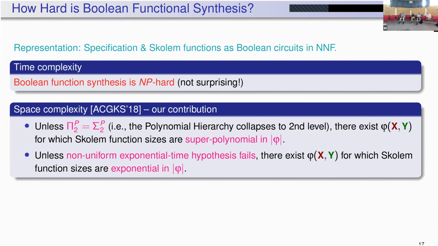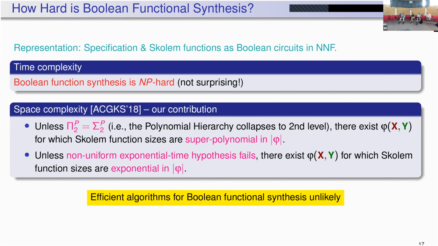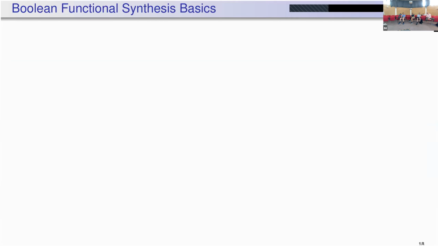So this is, in some sense, bad news, because it's saying that efficient algorithms are unlikely. But then we don't give up. We don't throw up our hands. We say, okay, let's try to see what we can do. And that's what I'm going to discuss.